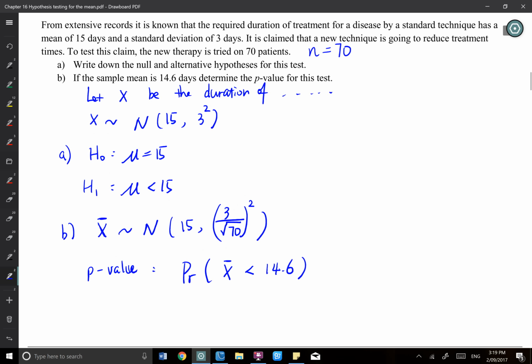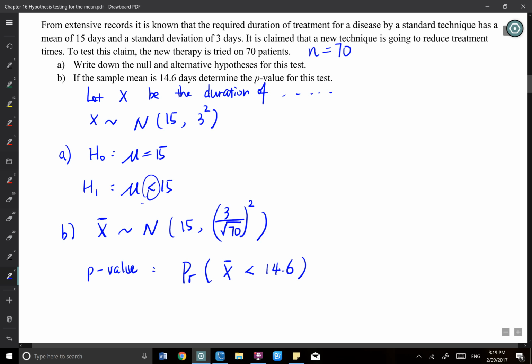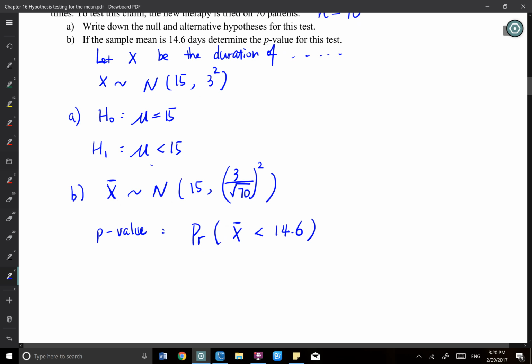Well, it doesn't really matter. It's a continuous random variable. You can put equals as well. Because I follow this sign here, I say it's less than that, absolutely smaller than that. But it doesn't matter. It's a continuous random variable. The value will be the same.